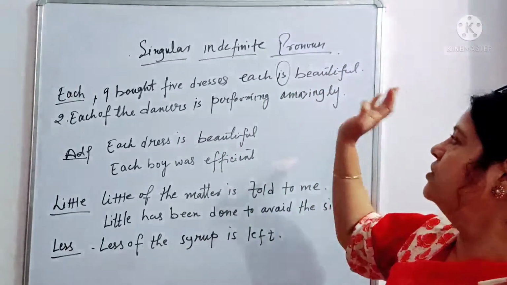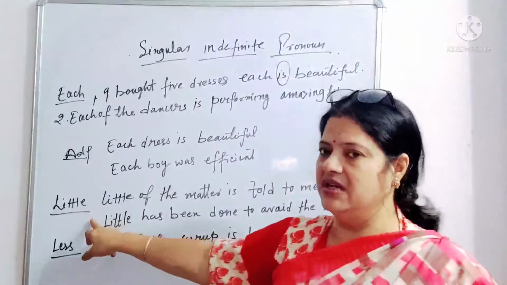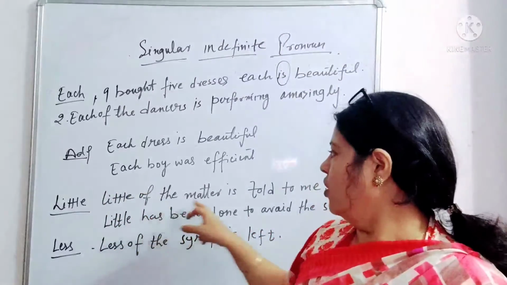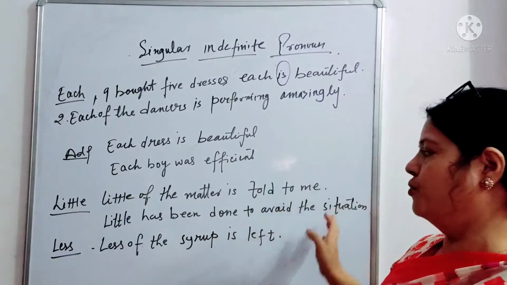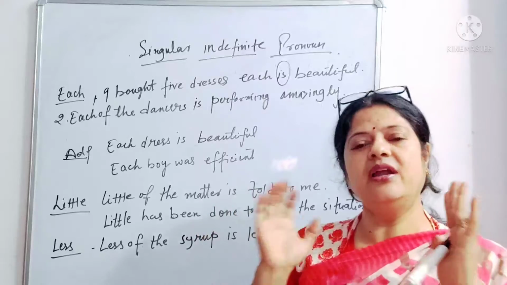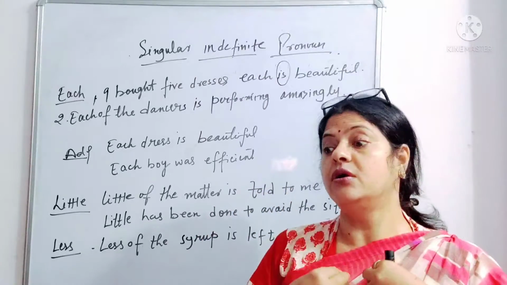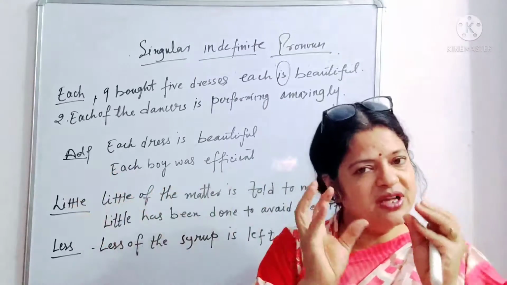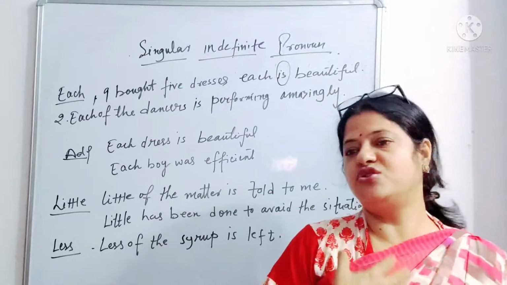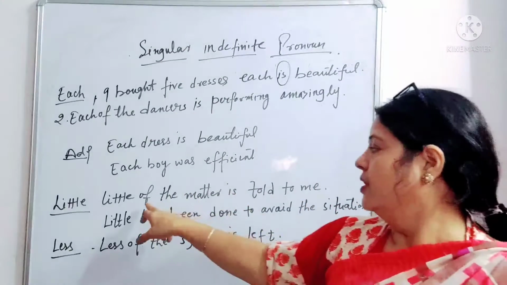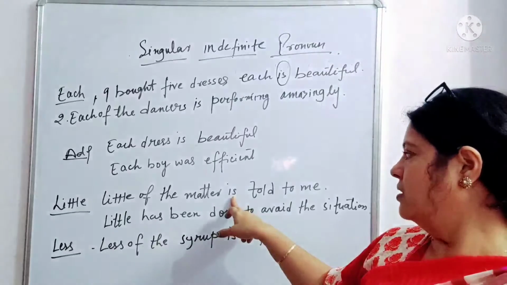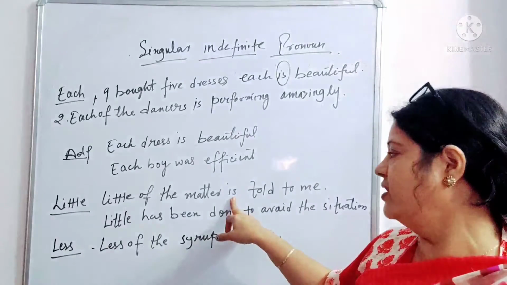Now my next singular indefinite pronoun is little. Little of the matter is told to me. Little of the matter. It means that I am not told all the matter. Only a little of the matter is told to me. So here, little of the matter, we have used a singular verb for it.